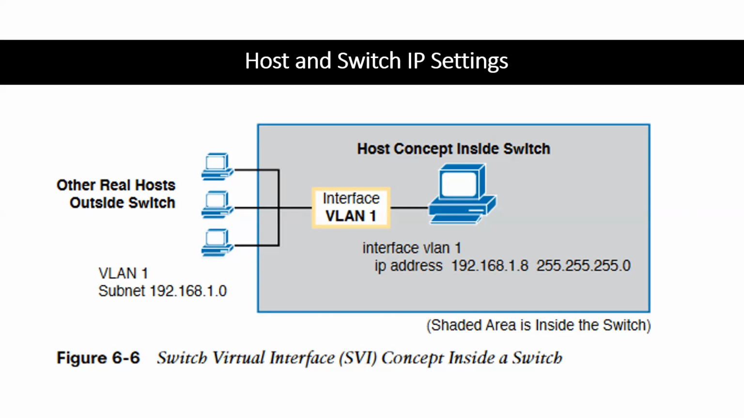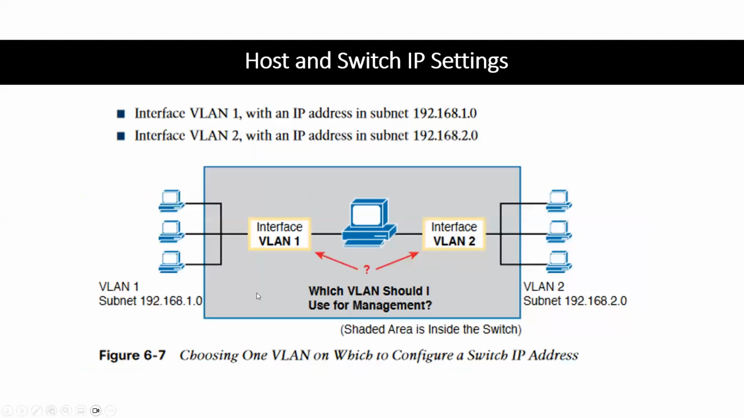So that is the concept of a switch virtual interface and how to configure IP settings on a switch. If you look at the diagram inside the switch, it says interface VLAN 1, and it is spaced out right under it. That is how the command looks if you're configuring it on the device. So that's how it looks to configure it, but let's keep moving.